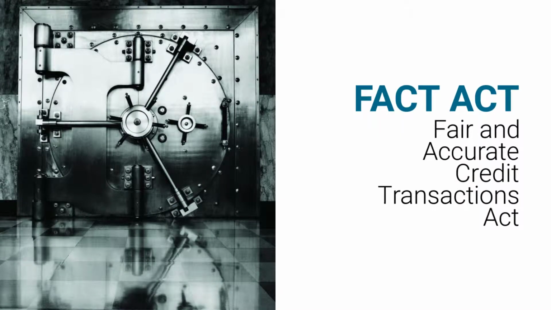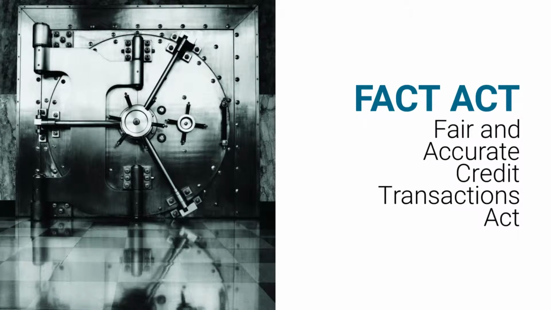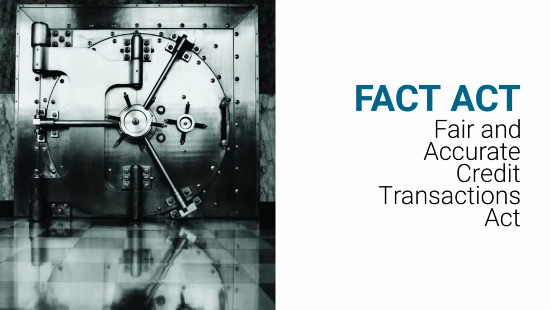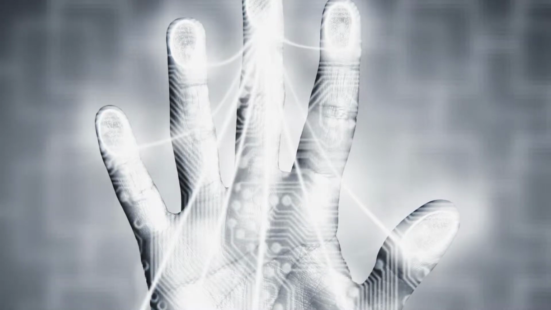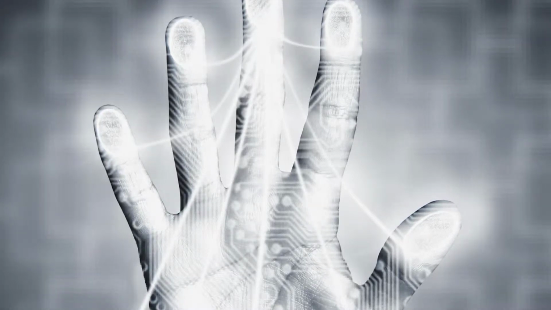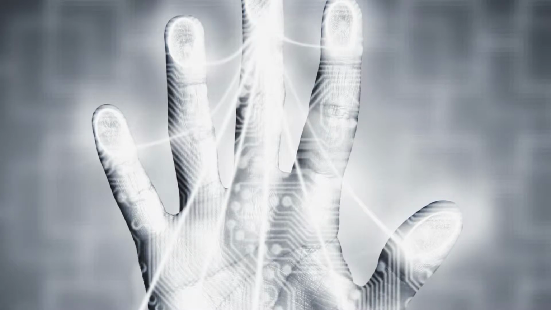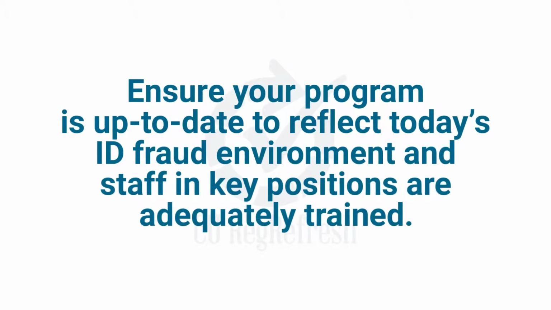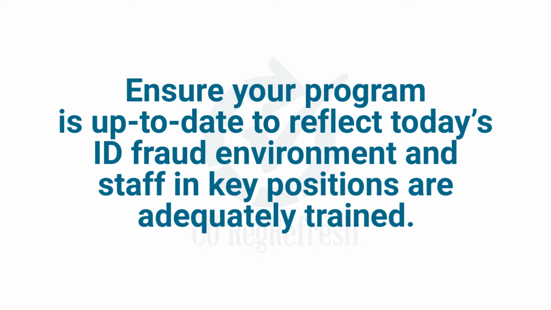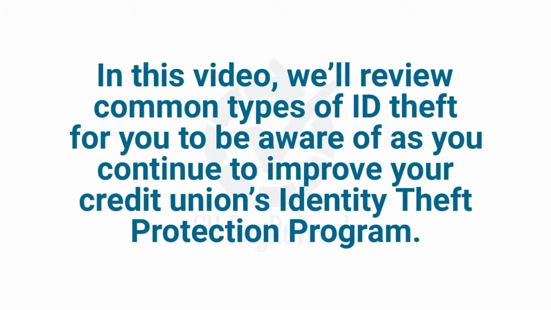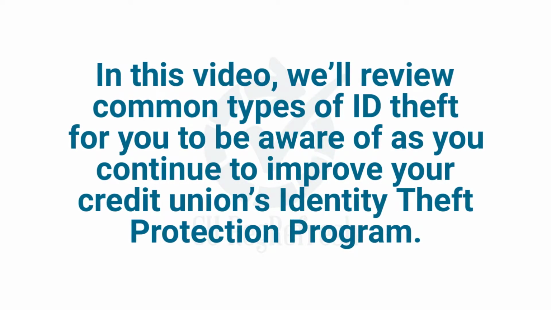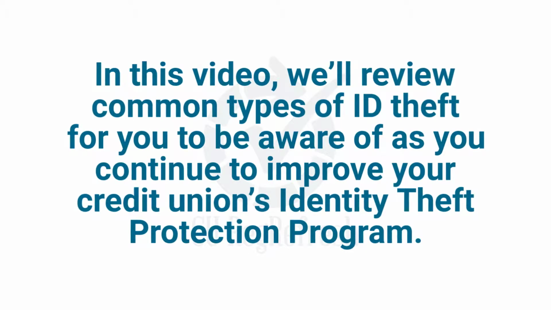The Fair and Accurate Credit Transactions Act, or FACT Act, requires credit unions to adopt a written identity theft protection program to detect, prevent, and mitigate identity theft in connection with the opening of a covered account or existing covered accounts. Ensure your program is up to date to reflect today's identity theft fraud environment, and staff in key positions are adequately trained. In this video, we'll review common types of ID theft for you to be aware of as you continue to improve your credit union's identity theft protection program.